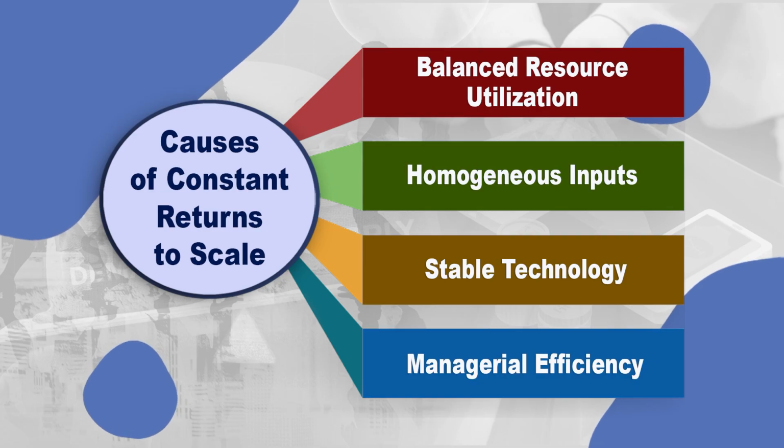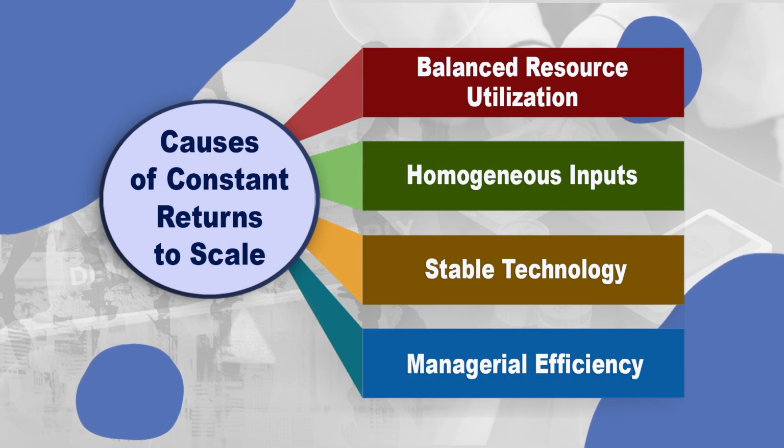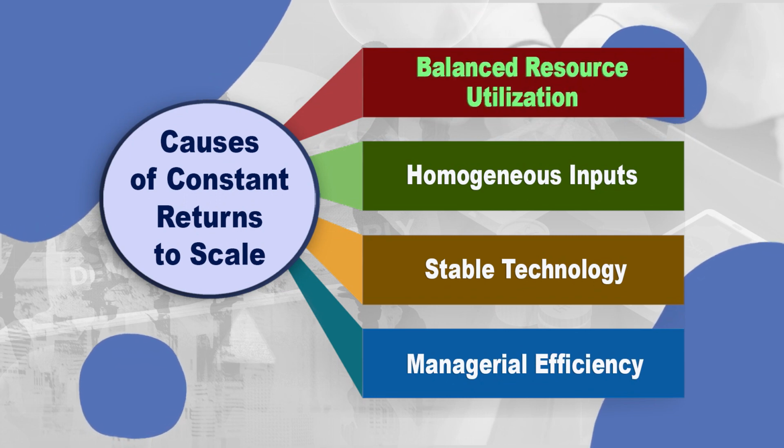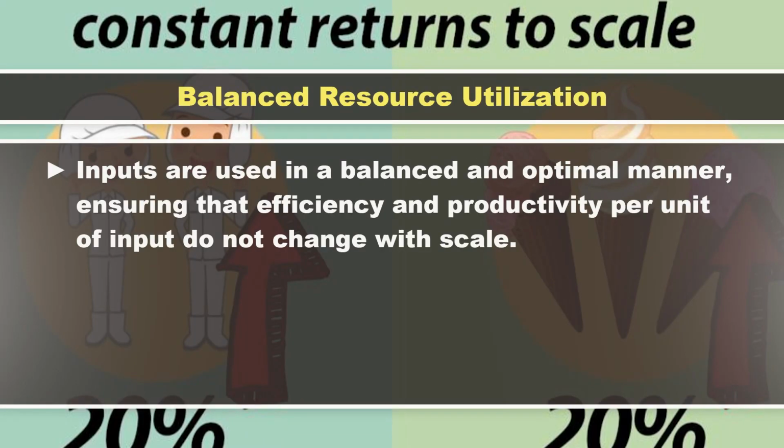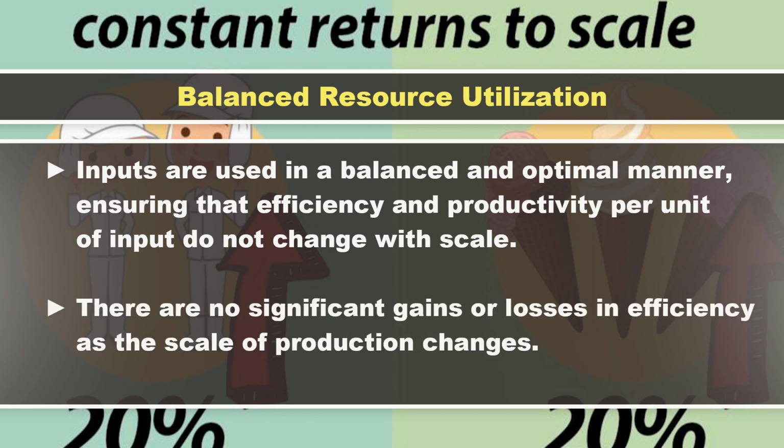Let us look at the causes of constant returns to scale. First is balanced resource utilization. Inputs are used in an optimal manner, ensuring that efficiency and productivity per unit of input do not change with scale. There are no significant gains or losses, or any change in efficiency as the scale of production changes.